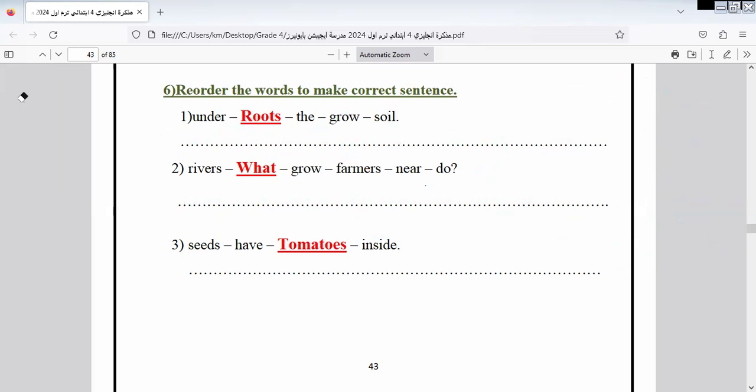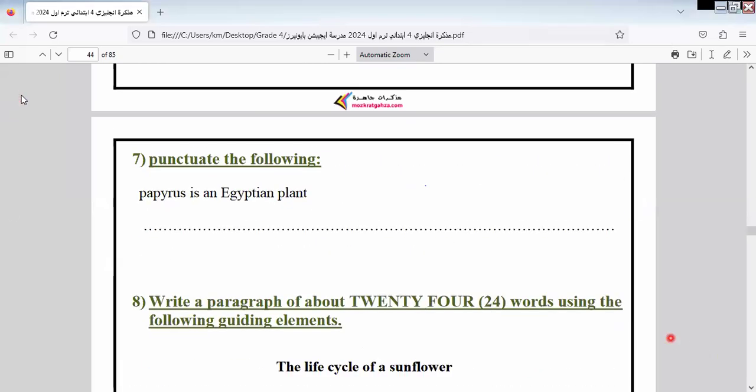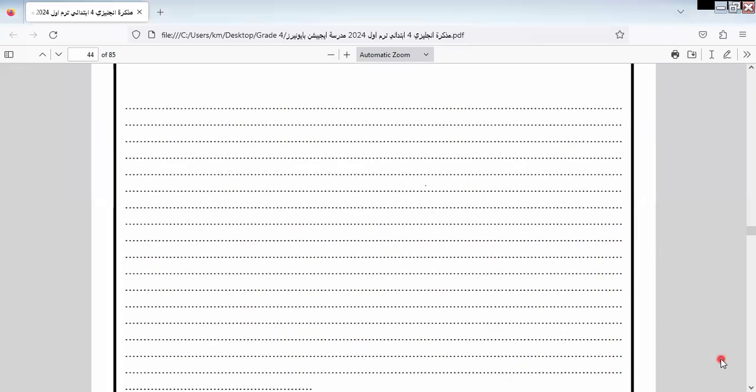Let's continue the rest of the exercise here. Here we have the punctuation. So what is the answer here? Here is papyrus, written in what? In a capital letter. Papyrus is an Egyptian plant. So I put a full stop at the end of the sentence, okay? Let's go to, we have another thing here, or this is the last one.